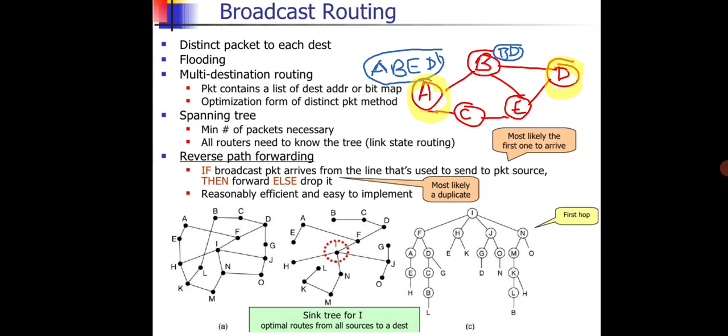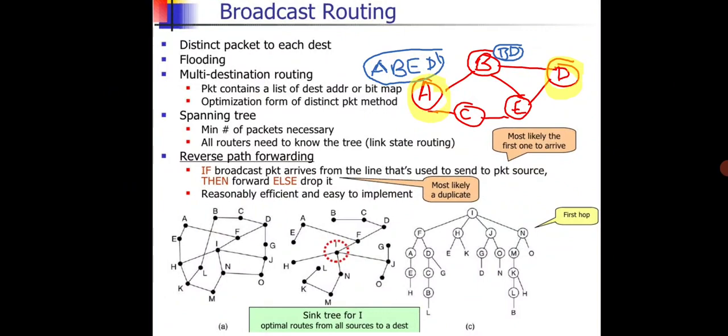Here, the source router creates a data packet and then sends it to each host one by one. In this case, the router creates multiple copies of a single data packet with different destination addresses. Basically, you can see this network which I have drawn. It has A, B, C, D and E as the routers.